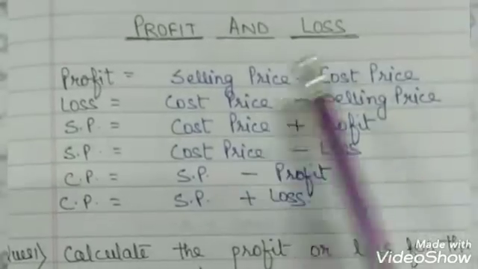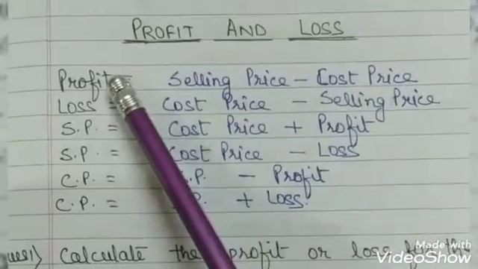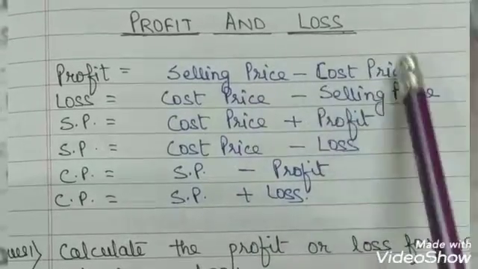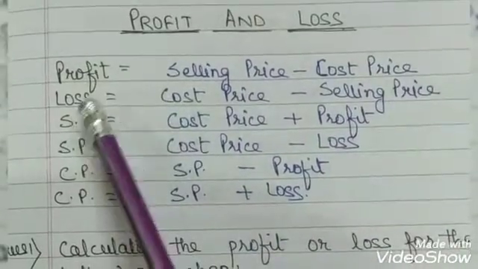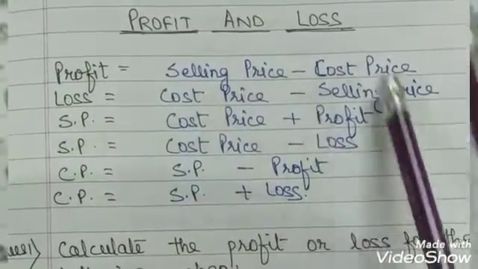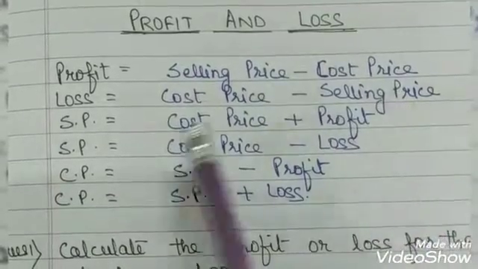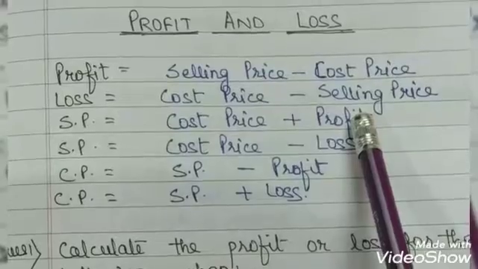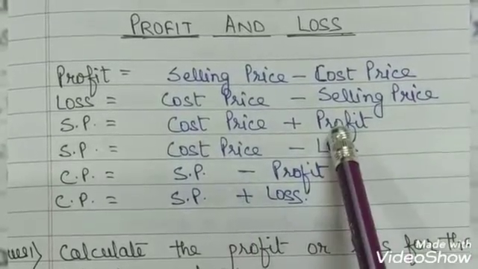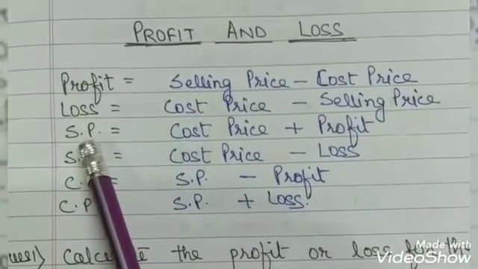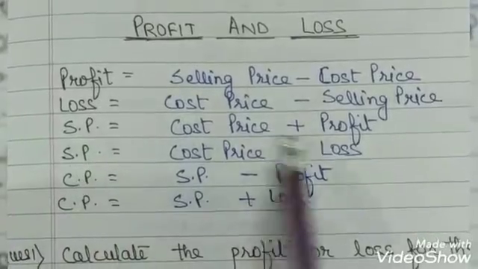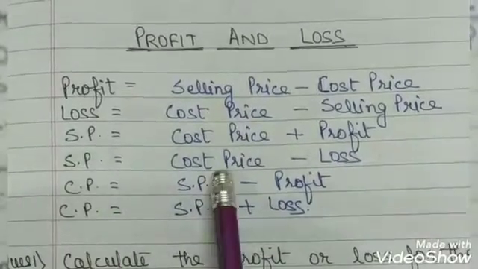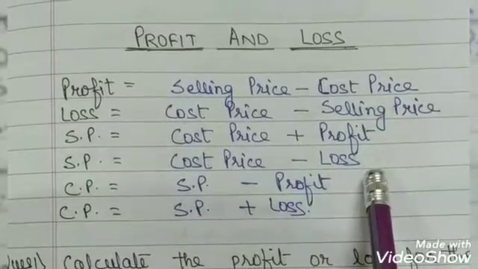When SP and CP are given, how will we find profit and loss? Profit is equal to selling price minus cost price. Loss is equal to cost price minus selling price. Then how can we find SP? When cost price and profit are given, when we add cost price and profit, we get selling price, that is SP. Again, when loss is given, SP will be less than the cost price. So SP is equal to cost price minus loss.